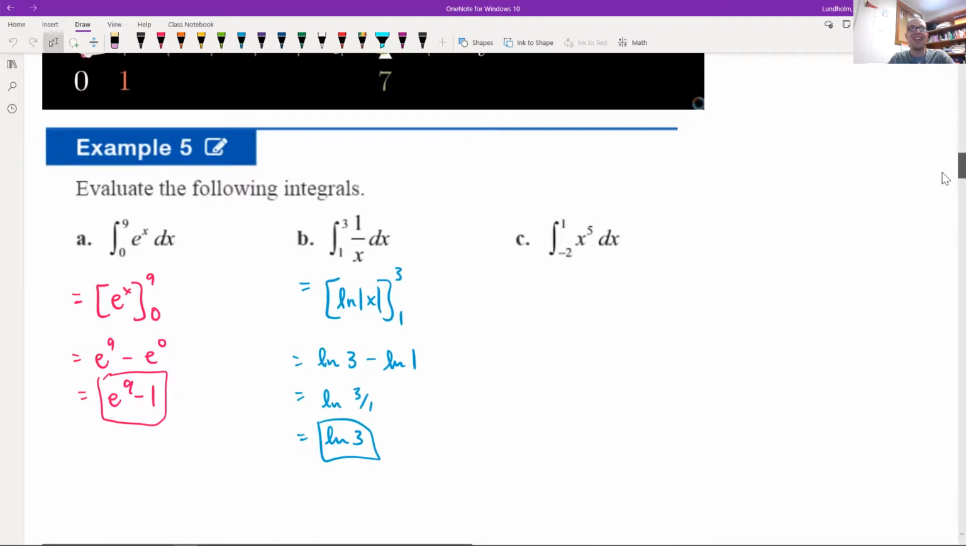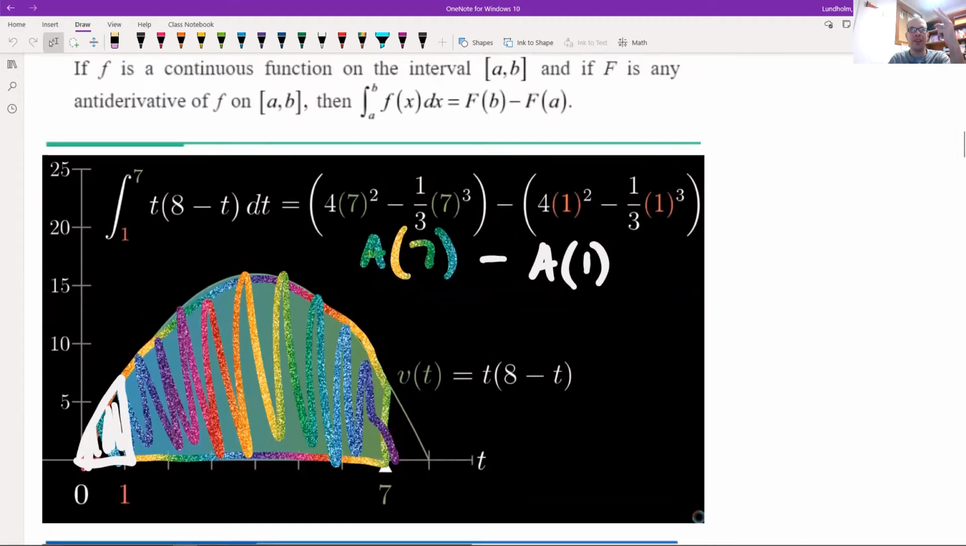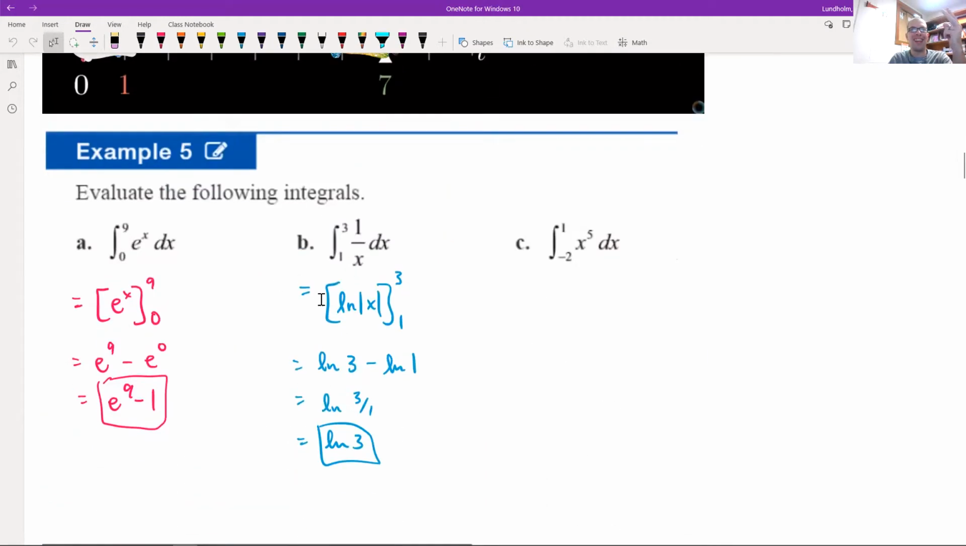But again, it was just that easy. No more limit definition of the integral. We're able to just use 2 antiderivatives, take their difference, and it's great. We get the answer right away.